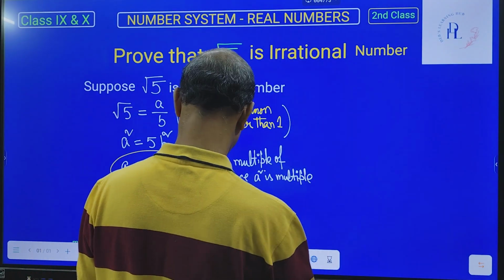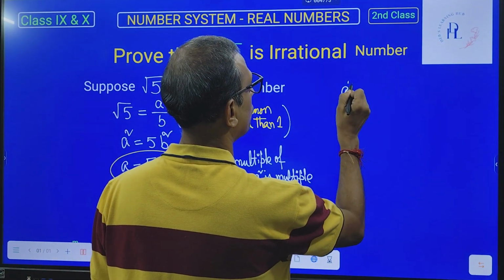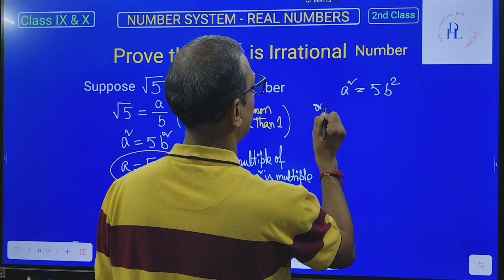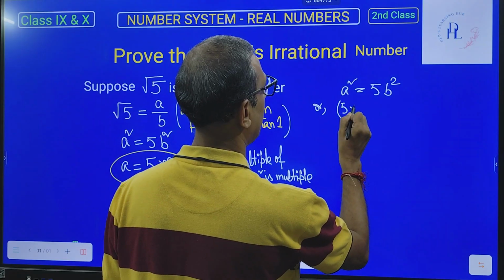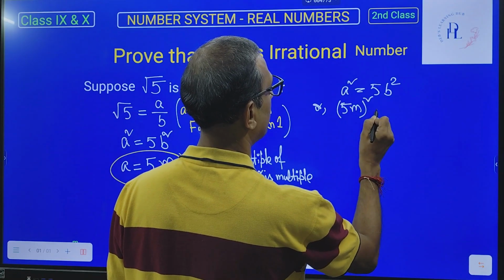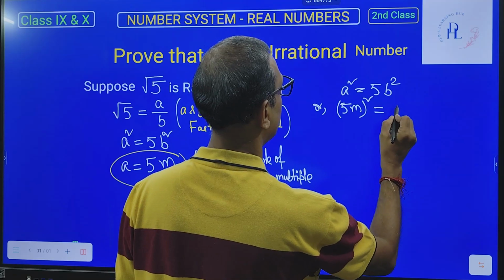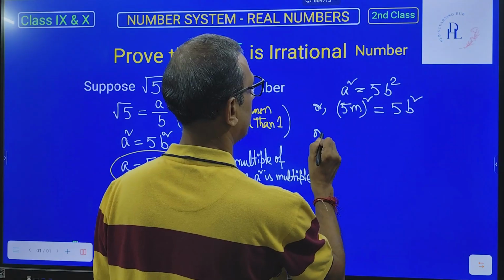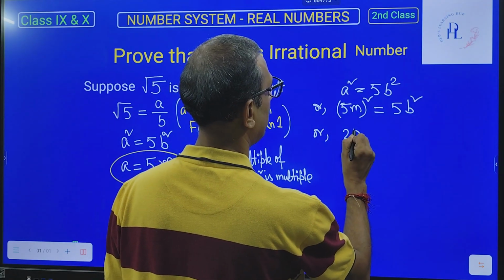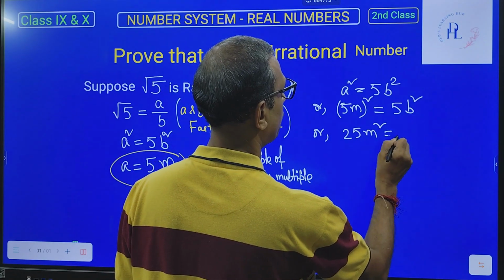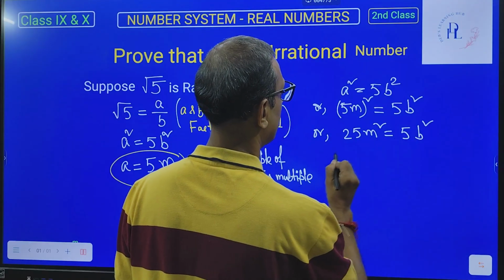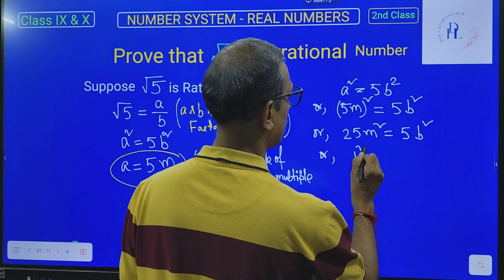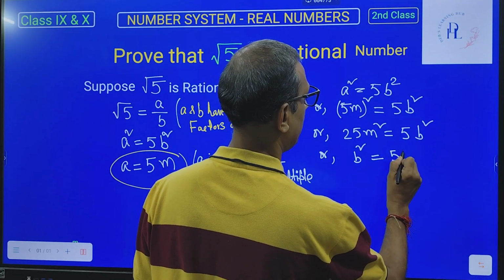From a square equals 5b square, you replace a with 5m, that means 5m whole square equals 5b square, that means 25m square equals 5b square. So b square equals 5m square.